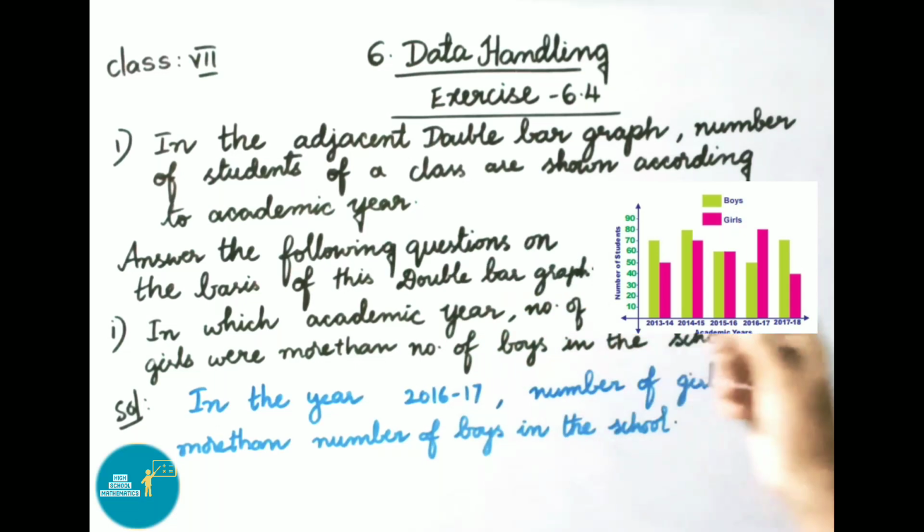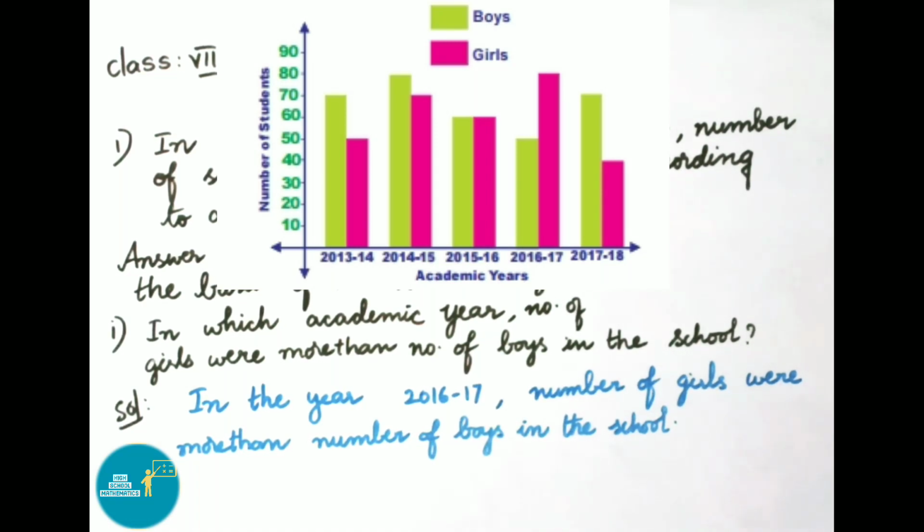In the adjacent double bar graph, the number of students of a class are shown according to academic year. Answer the following questions on the basis of this double bar graph. In the given double bar graph, they have given academic years 2013-14 onwards up to 2017-18, and in each year the number of boys and number of girls present in each class they have given.